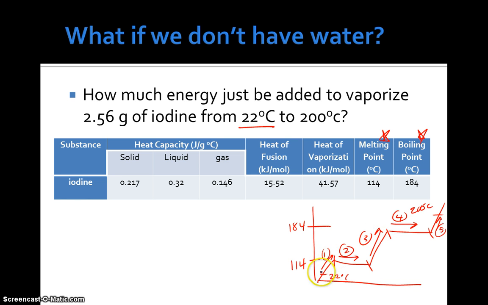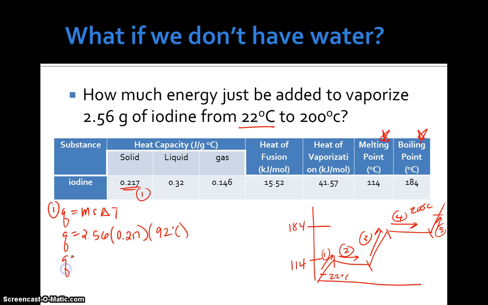The first thing we need to do is, we're on an angle, which means we need to use our Q equals m s delta T equation. Because this is our solid angle, we're going to use this specific heat for calculation number 1, because we are in the solid state of matter. I'm always solving for Q. The mass for my problem is 2.56. The specific heat I'm going to use is 0.217. And my delta T is just for this line segment. I'm stopping at 114 and starting at 22, so I'm going to do 114 minus 22, and that's going to be 92 degrees Celsius.